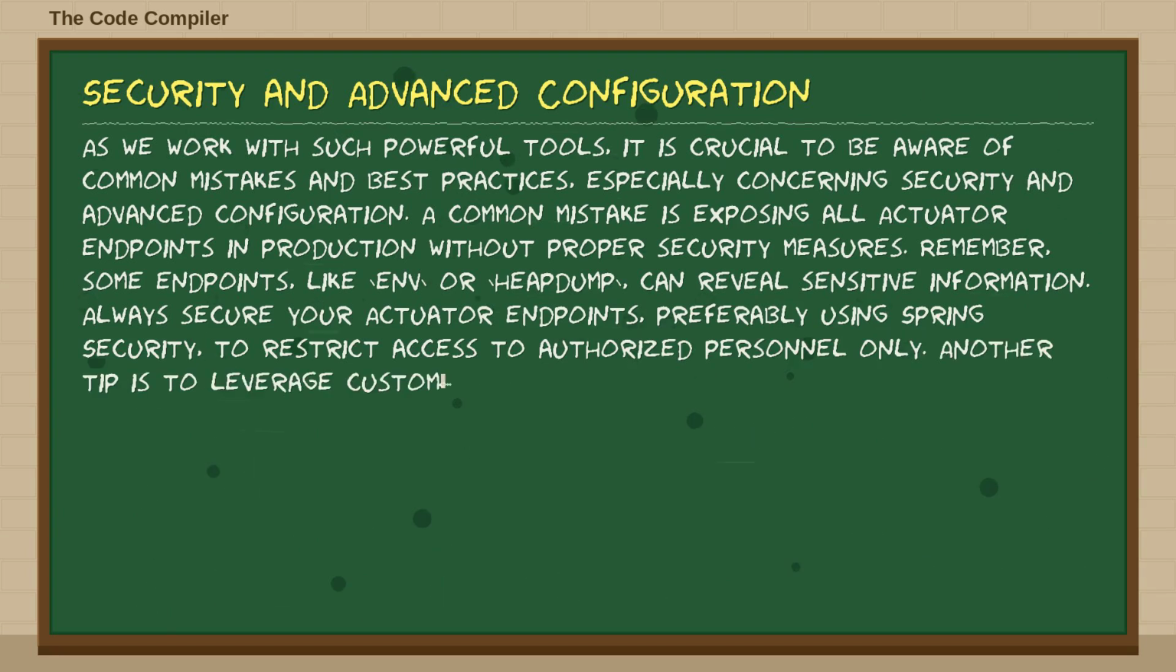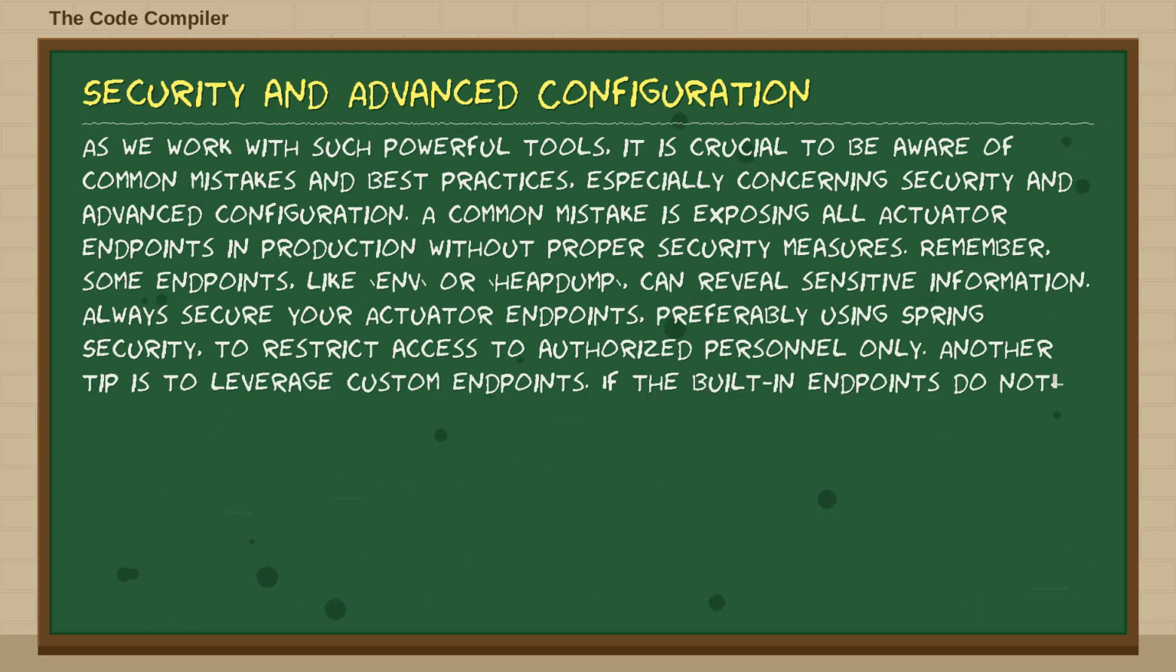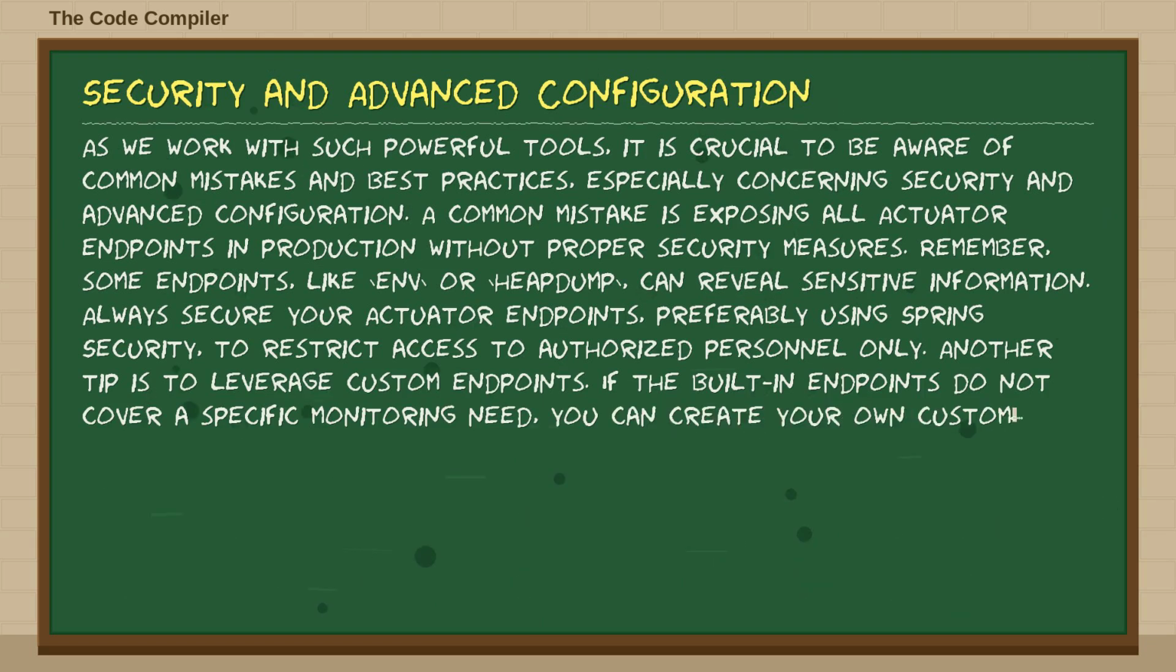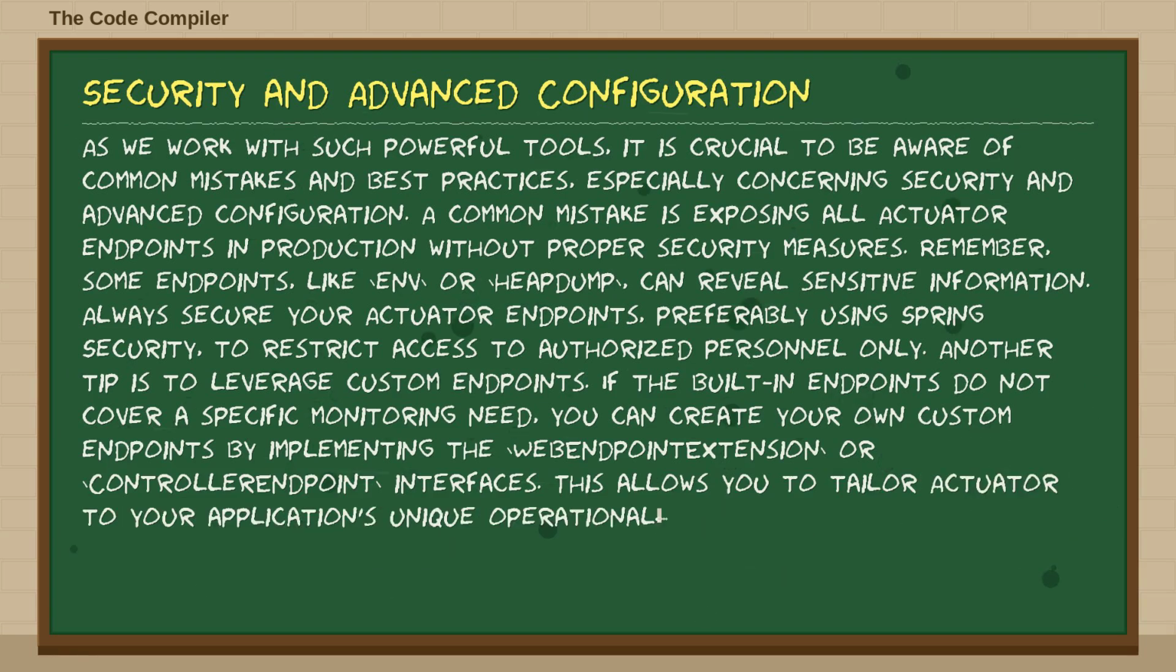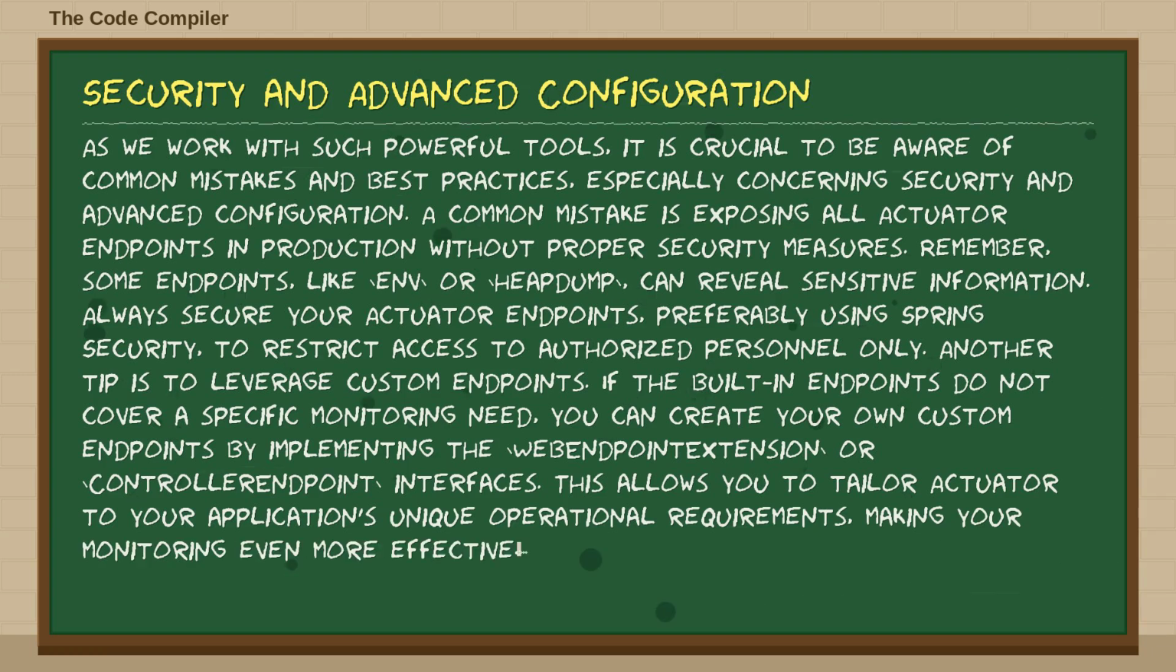Another tip is to leverage custom endpoints. If the built-in endpoints do not cover a specific monitoring need, you can create your own custom endpoints by implementing the WebEndpointExtension or ControllerEndpoint interfaces. This allows you to tailor actuator to your application's unique operational requirements, making your monitoring even more effective and precise.